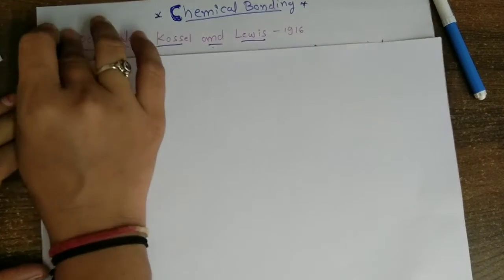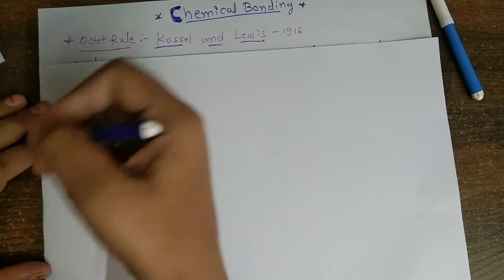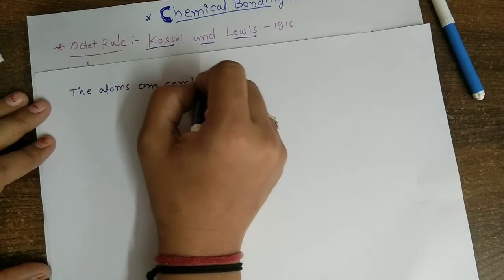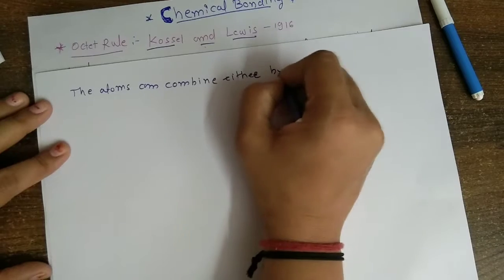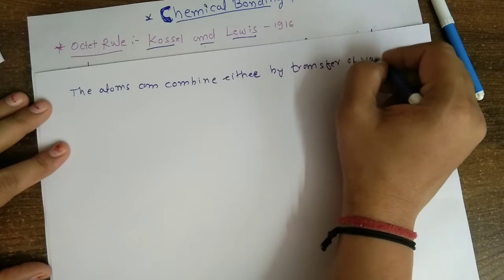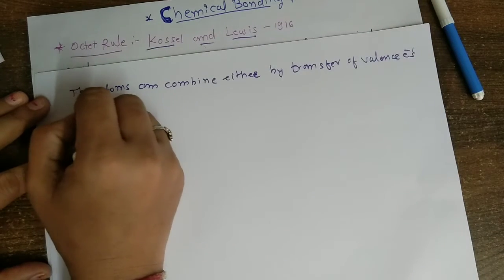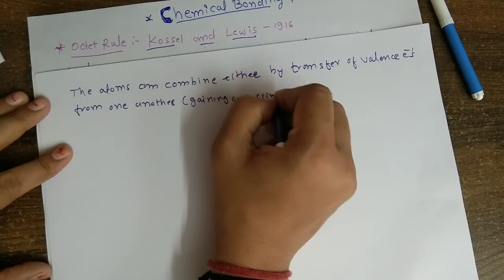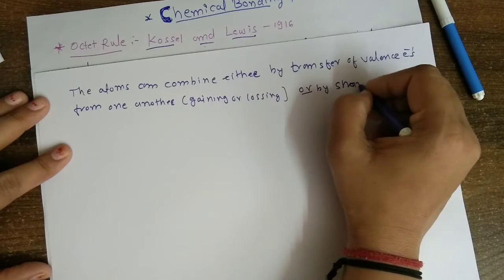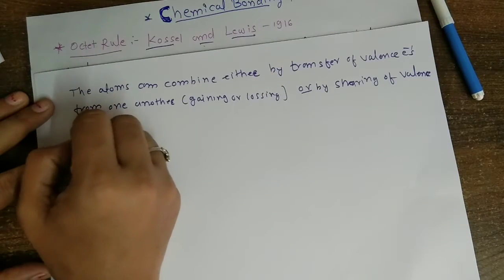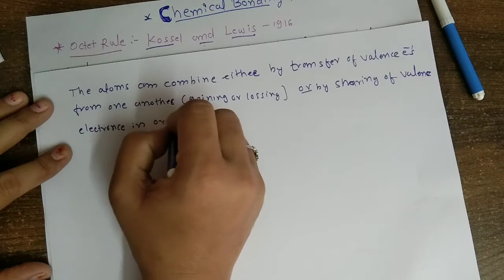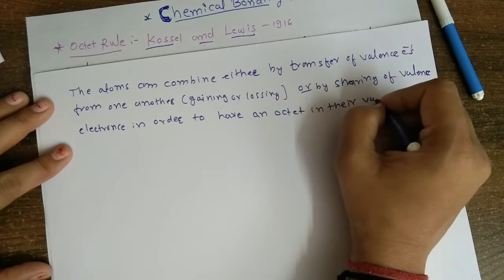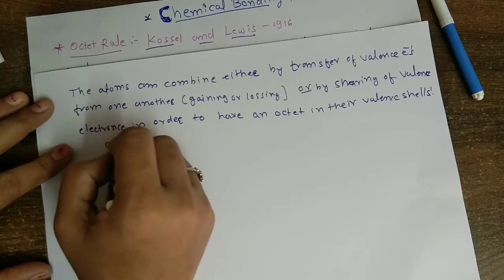So the definition of the octet rule is: the atoms can combine either by transfer of valence electrons from one to another, by gaining or losing, or by sharing of valence electrons, in order to have an octet in their valence shells. It's called the octet rule.